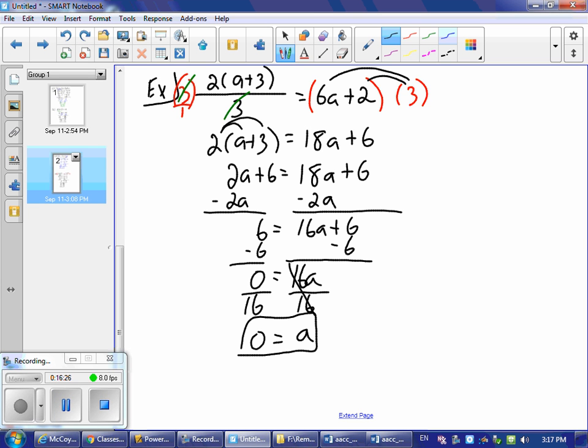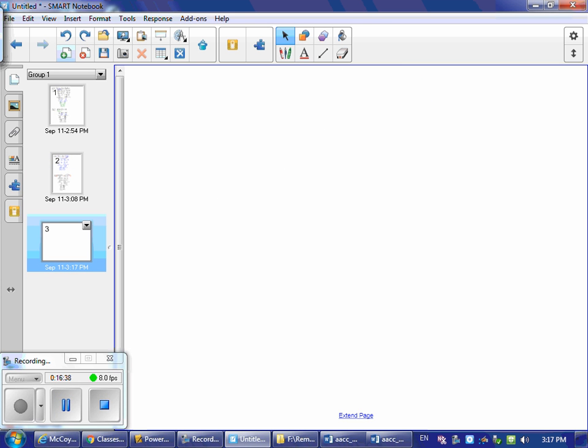Okay? So the process works just as well with decimals. We're not going to do an example of that. You might come across a decimal in your homework. I want to do some special cases of what could happen.